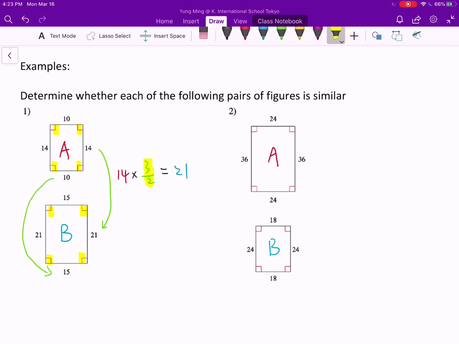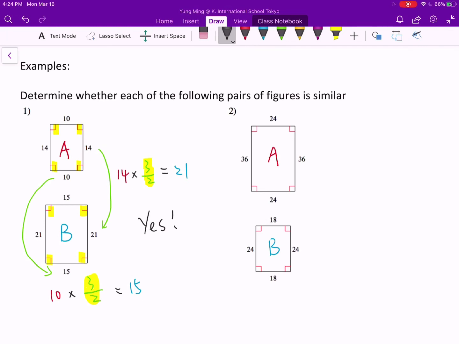As you can see, in this case, 14 times 3 over 2 equals 21, right? So 14 cancels out to 7. 7 times 3 is 21. And on the other hand, when it comes to the other pair of sides, we also have 10 multiplying 3 over 2. That gives me 15, which is the side length of the longer rectangle. In that case, we're saying that all the side lengths of the small one will multiply by this fixed number 3 over 2 to get all the corresponding side lengths of the bigger rectangle. In this case, we will say yes, all these sides are proportional and all the angles are the same, so that's why we say it's similar.